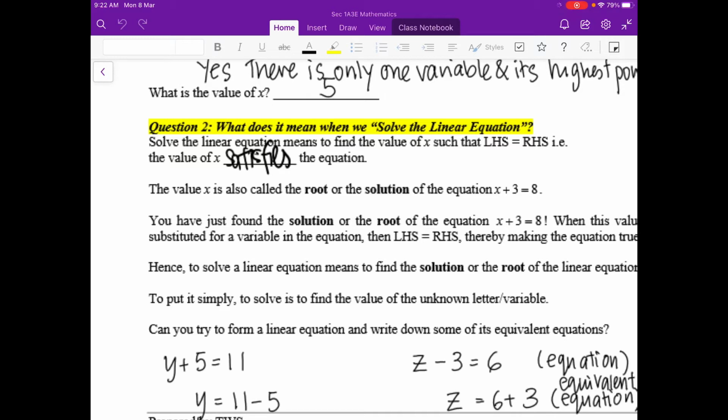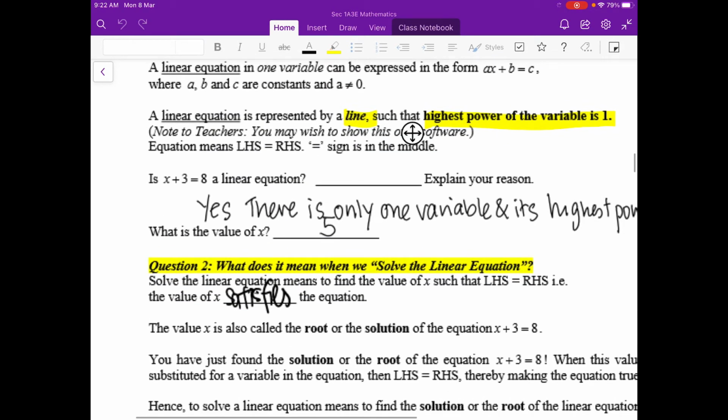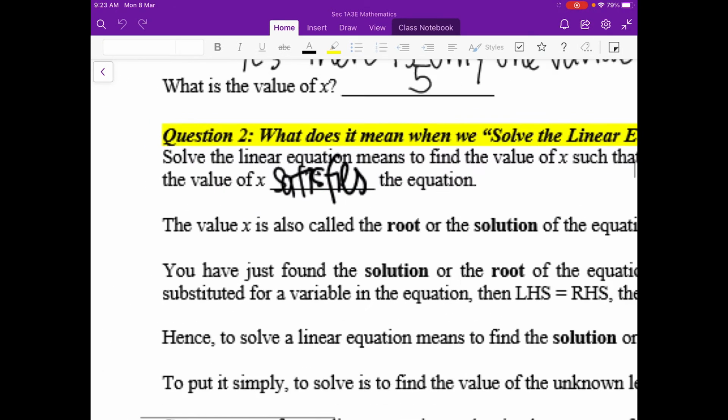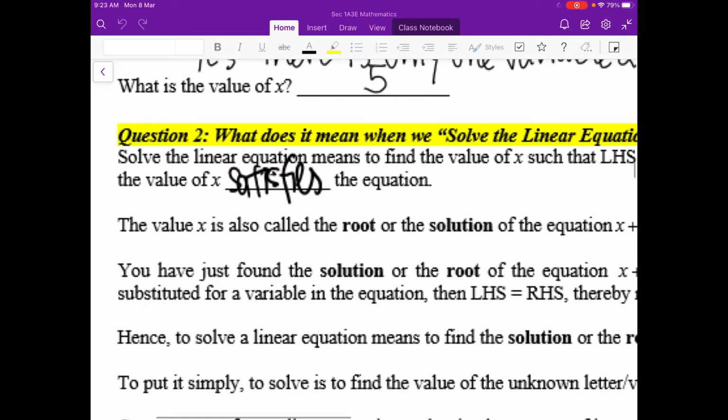Okay, when we ask you to solve it, we're actually asking you to find the value of x. That means fill in the blank in the box. What is the value that goes inside the box such that the left hand side equals the right hand side? Which all of you could do earlier on. You told me the answer was 5. So the blank over here is: x satisfies. What does it mean by solve the linear equation? Find the value of x such that left hand side equals right hand side. The value of x will satisfy the equation. Yes?